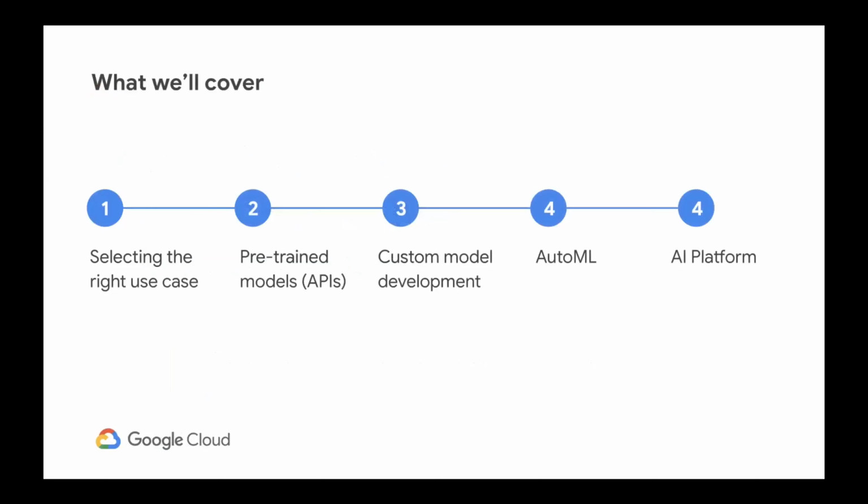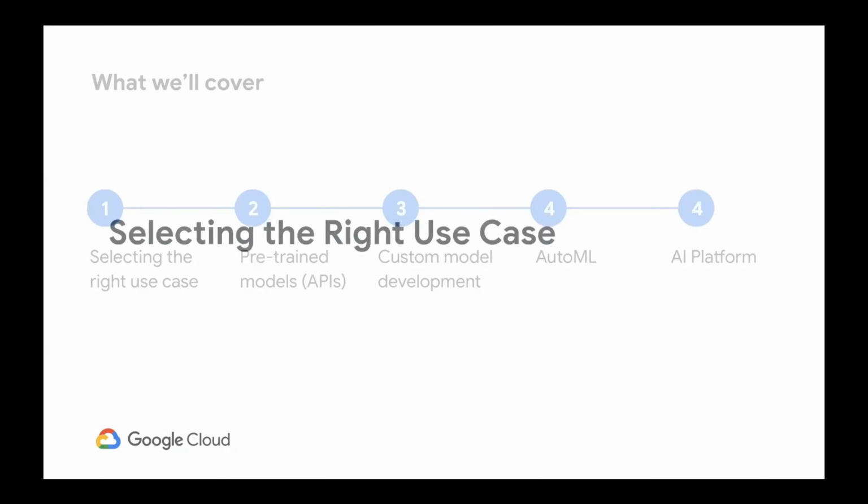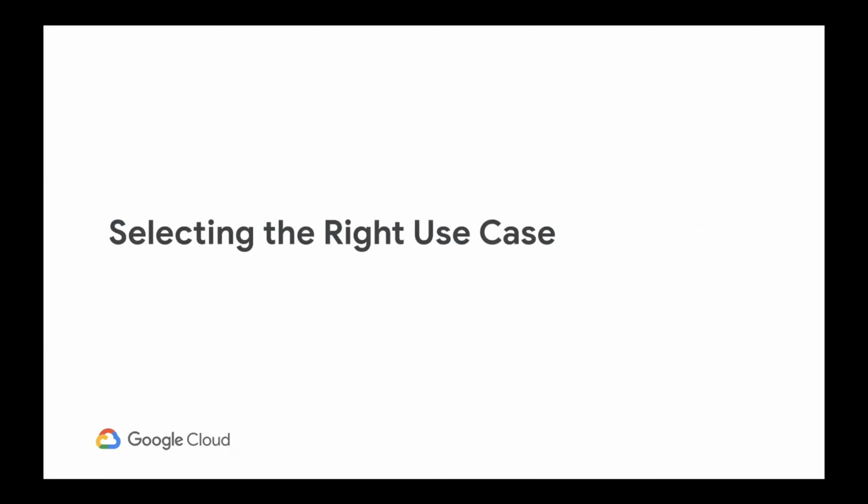So the agenda is starting with selecting the right use case, just a little bit of background on where these tools can be appropriate and useful. It starts with solving the right problem. Then let's discuss the APIs that, as I mentioned before, give you out-of-the-box insight into the type of data you're working with. Then we'll talk about custom model development, AutoML, the platform, and then we will do a demo. So let's start with the use case.